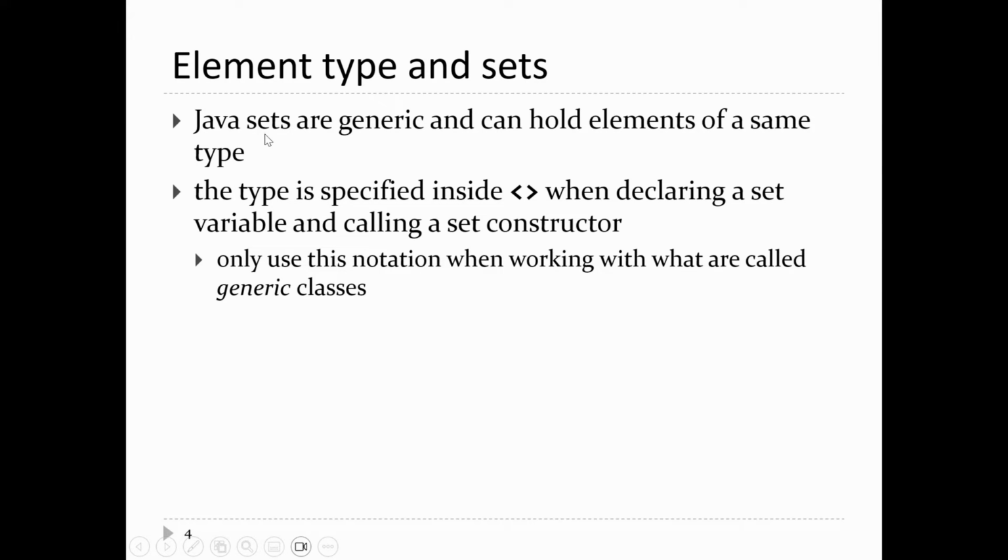Okay, so the set type, like the list type, is generic. So to use the set type, you need to say what is the type of the element that's in the set. So again, you have to use this funny left or angled bracket notation to declare the element type.